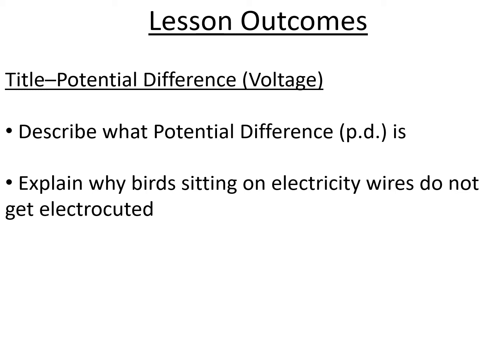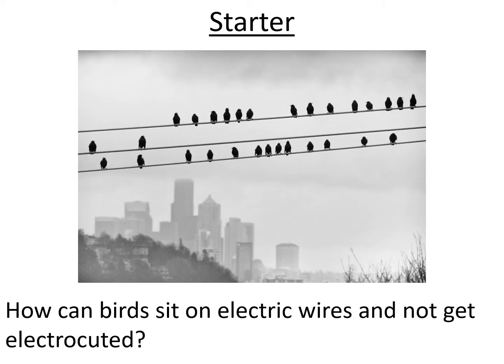Okay, so describe what potential difference is, and usually we abbreviate it as PD rather than big V, and explain why birds sitting on the electricity wires do not get electrocuted. So, to start us off, folks, here you can see a classic picture of birds sitting on some electricity pylon wires. How can birds sit on the electric wires and not get electrocuted? Okay, if you know the answer to this one, brilliant. Check to see if you understand the physics. If you don't know the answer, let's have a look at it together, okay?